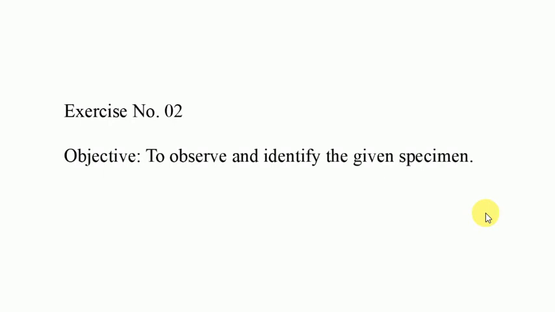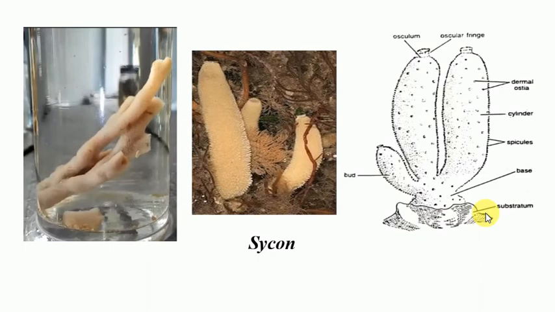Specimen. So the first specimen in this phylum which we will study is the Cycon, also known as Sycha. As I told you, these specimens belong to phylum Porifera, and Porifera means the organisms bearing pores. They have holes in their body which perform different functions.